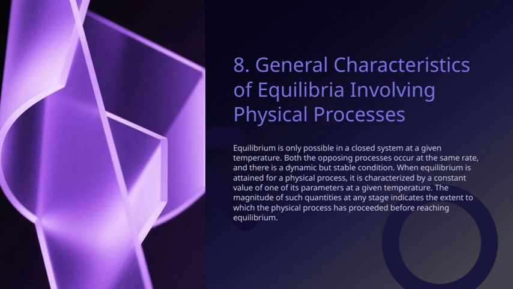The magnitude of these quantities at any point actually tells us how far the process has gone before reaching equilibrium. So, if the value is changing a lot, it means the system is still progressing towards equilibrium. If it's stable, then the process has essentially settled into that balanced state. Understanding these characteristics helps us see how physical processes behave in real systems, and it connects to the bigger picture of how systems respond and stabilize under different conditions.